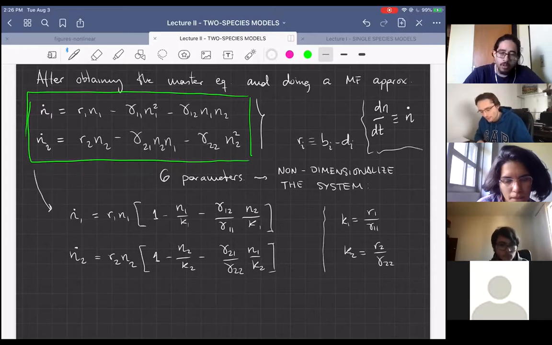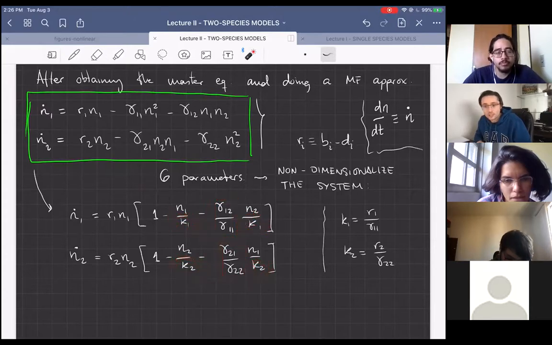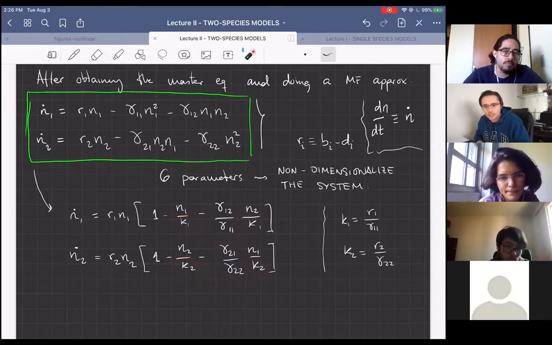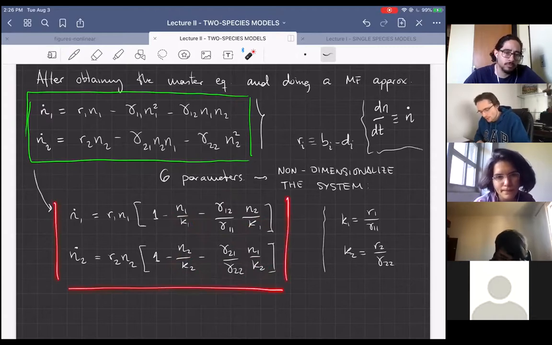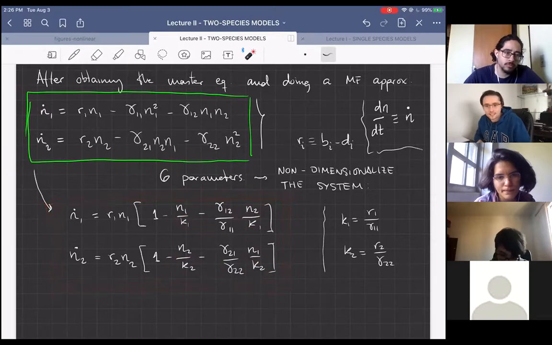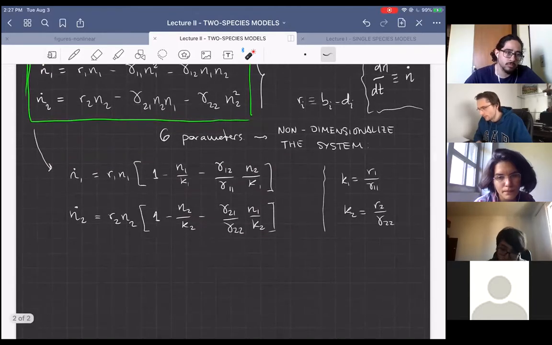So I have carrying capacities and I have ratios between species' interaction strengths. This is going to help me. I mean, this is kind of an intermediate step to write a non-dimensional version of these equations. But there are some books that will present you this system of equations already written in this way. It's the same. It's a quadratic term with cross terms. It's just a matter of writing things in a way or in another.